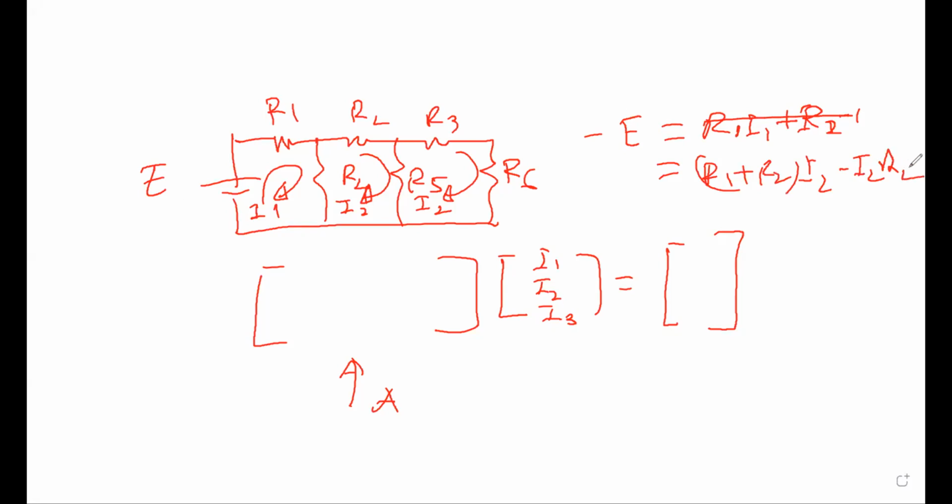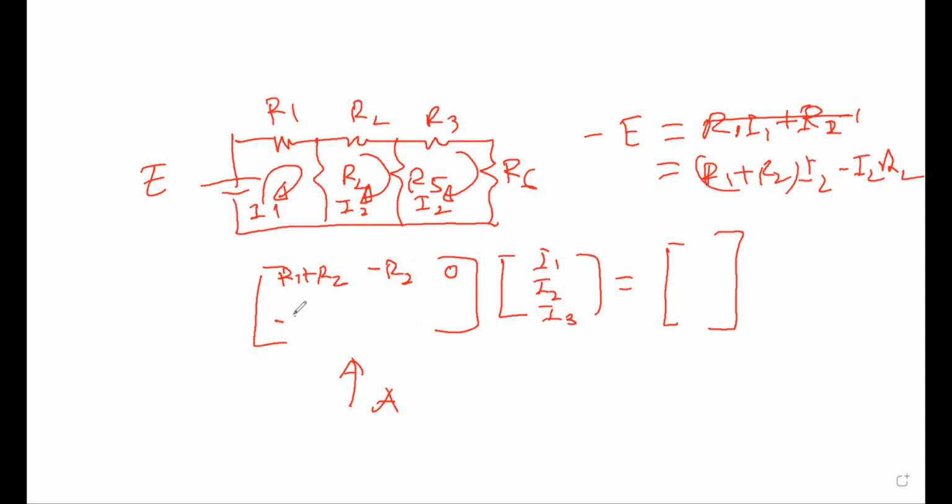Yes, sir. Then what will happen? This coefficient will be equal to R1 plus R2, and this coefficient would be equal to minus R2. And what is the coefficient here? Is there any contribution directly connected between loop 1 and 3? That's zero. This will be equal to 0, isn't it? Yes, sir. If you want to write for I2, then what will happen?